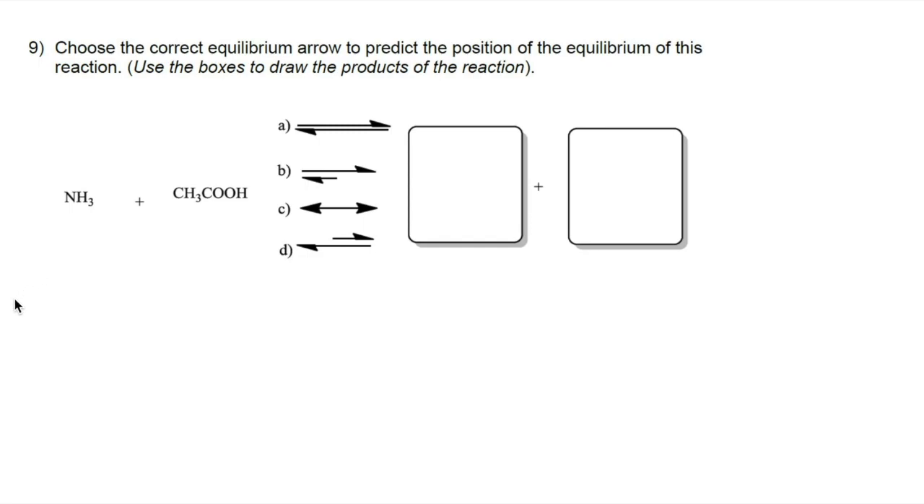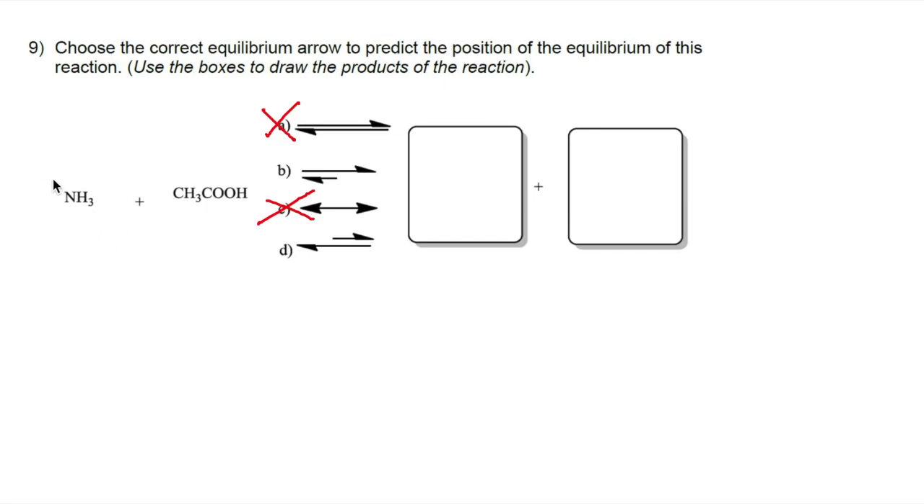In this question, we have to choose the correct equilibrium arrow to predict the position of the equilibrium, if it goes to the right, to the left, or if it's an equilibrium. So option C is out of the question because that's for resonance structures. And it's very likely that the reaction is not in equilibrium, so we also can discard A. So we are in between B and D. To figure out if it's B or D, to see if it moves forwards or backwards, we need to figure out what is the reaction that's happening.